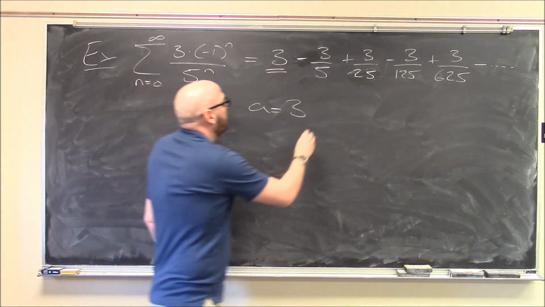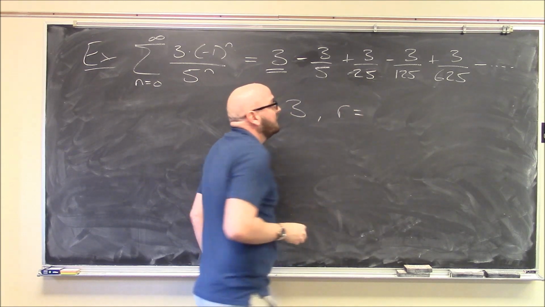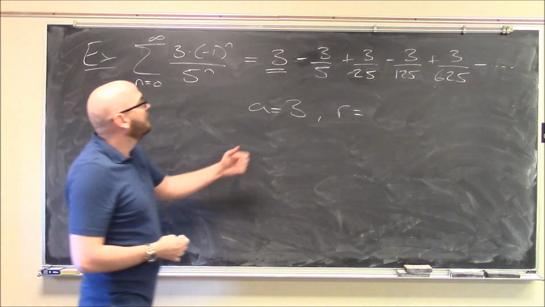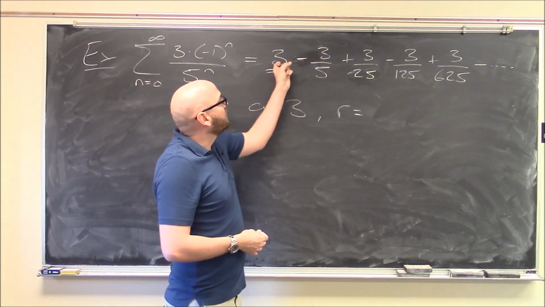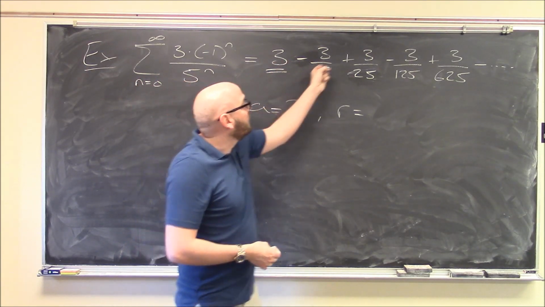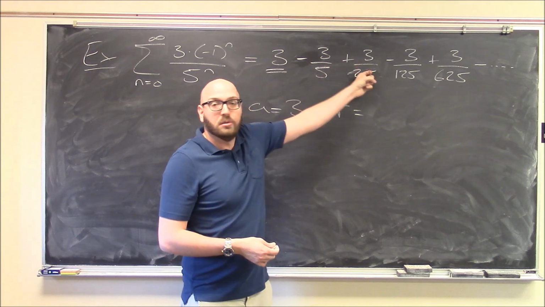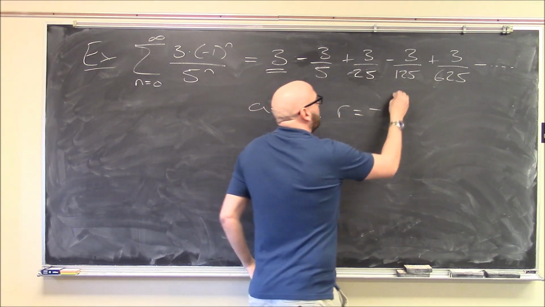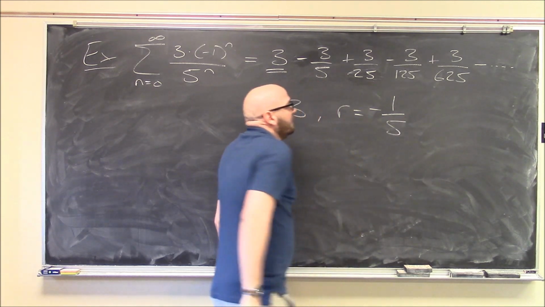And r, why is it geometric? It's because I can get the next term in the series just by multiplying by a fixed constant every single time. How do I get to the next term here? I multiply by minus 1/5. How do I get to the next term here? I multiply by minus 1/5. The next term, I multiply by minus 1/5. So my multiplier is minus 1/5.